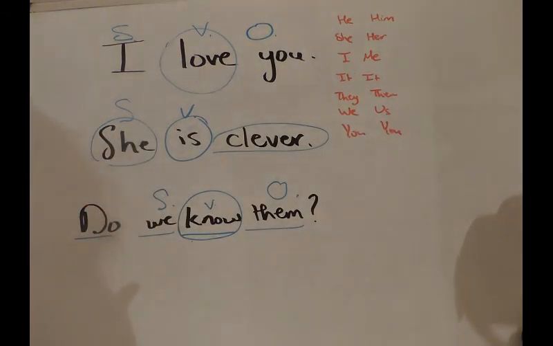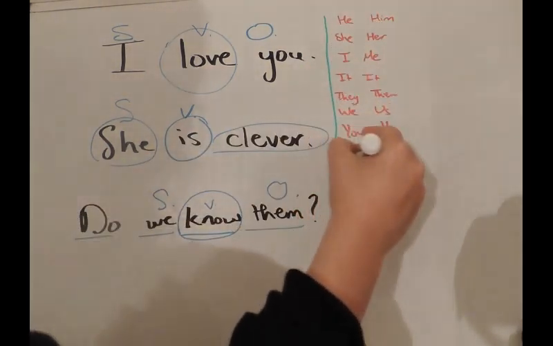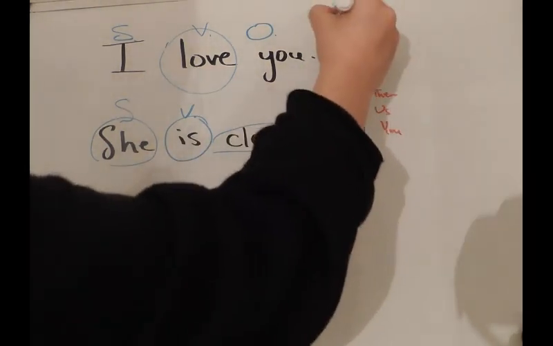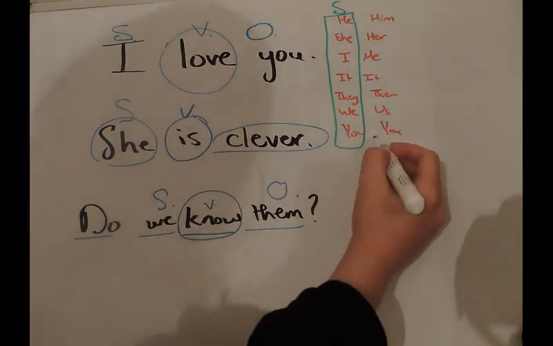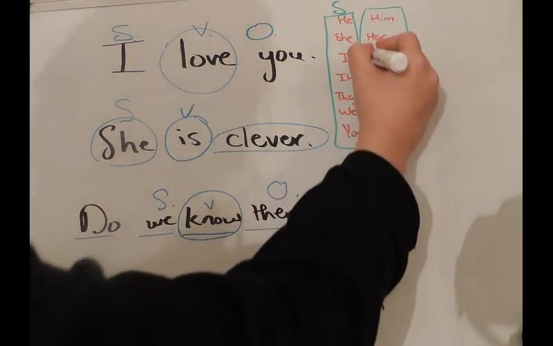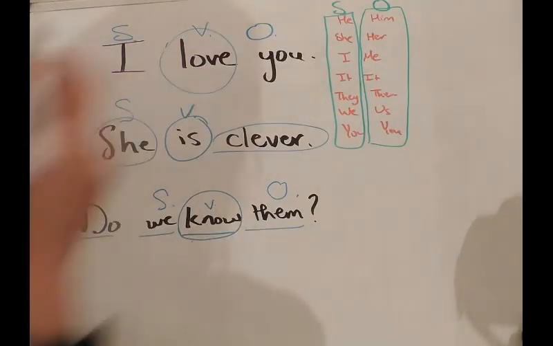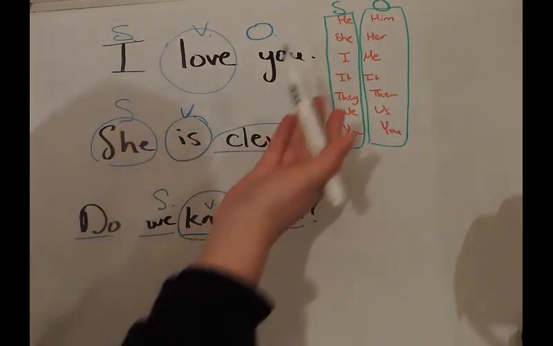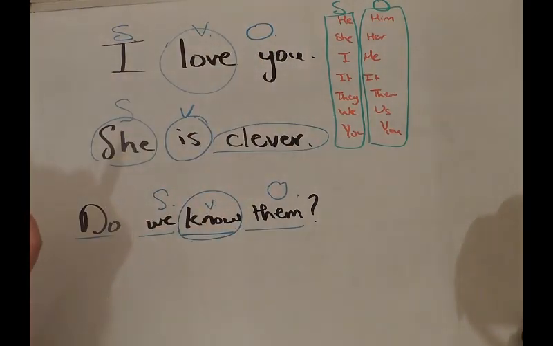Now, we conclude that this first column here contains all the subjective personal pronouns, and the second column right here consists of all the objective personal pronouns. So I put an O here. Now I know where to use the subjective and where to use the objective. So this is difference number 4.